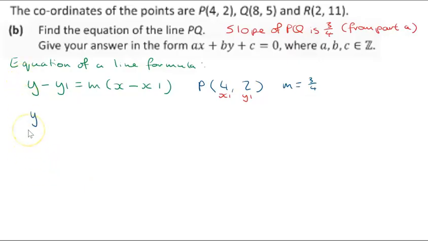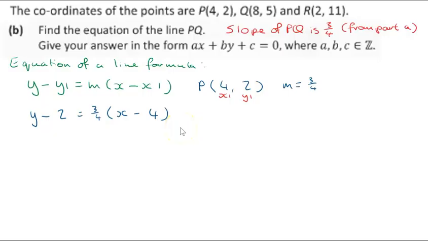So we bring down the y, we bring down the minus. y1, we replace with 2. We bring down the equals. m, we replace with 3 over 4, that's the slope. We bring down the bracket, the x, and the minus. x1, we replace with 4, and we close the bracket.